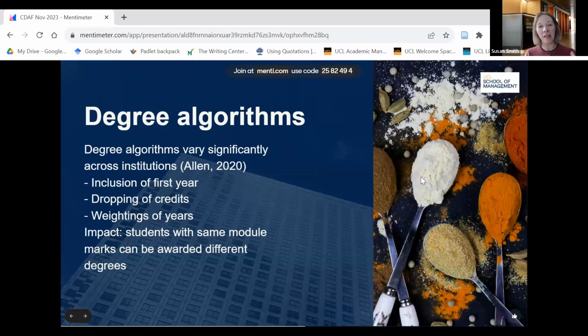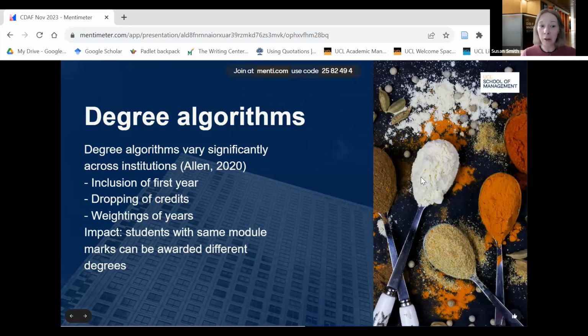Okay, so as I said, a lot of the focus is at the module level, yet modules are mixed together into a degree using a degree algorithm. And those degree algorithms vary significantly across institutions. So the paper that I've referenced found that there were 36 different algorithms in operation across the UK at the time that they did a study. I think it was in 2019.